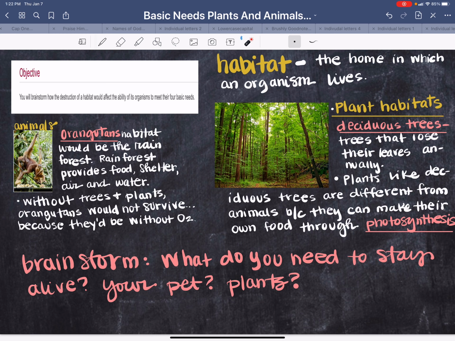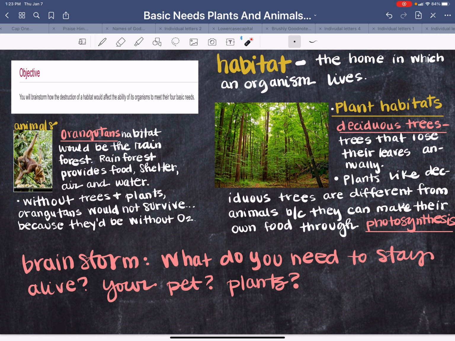Plant habitats. These are deciduous trees that lose their leaves annually. That's what a deciduous tree is. Plants like deciduous trees are different from animals because guess what? They can make their own food through a process called photosynthesis. So, similar to animals, all plants have got to have food. They can make their own food using nutrients from the soil, water, and the sun. Plants also need air and water and shelter and a place to grow safely.